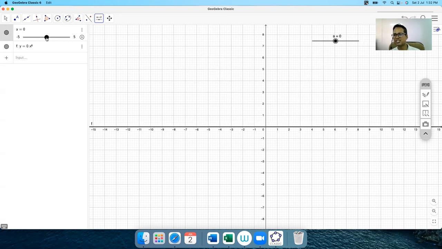Exactly at 0, the graph will become flat, just like a line. And if you start going in the negative direction, you can see the function will start opening downwards. So overall, this is how a influences the parabola's concavity. Do you see that? Okay, very important.